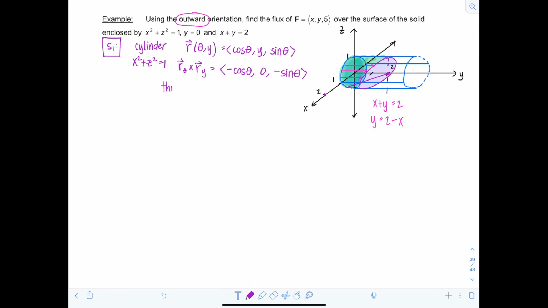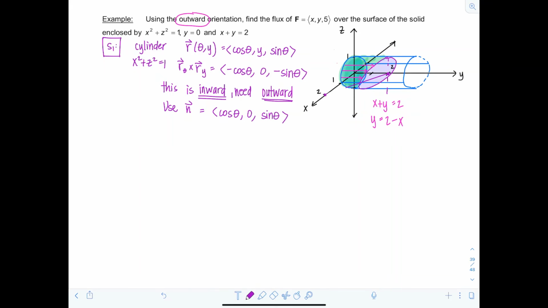Now this normal vector is inward. How do I know that? If it's not obvious to you, just plug in something for theta. For example, plug in 0. Then negative cosine theta would be negative 1, 0, 0, and you could see on the surface that would be pointing inward. And what I need for standard orientation, which the problem also reminded me, is an outward orientation. So what do you do? You just change the sign. So instead you're going to use for n, positive cosine theta, 0, positive sine theta.